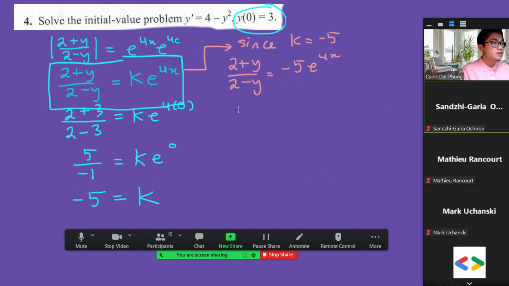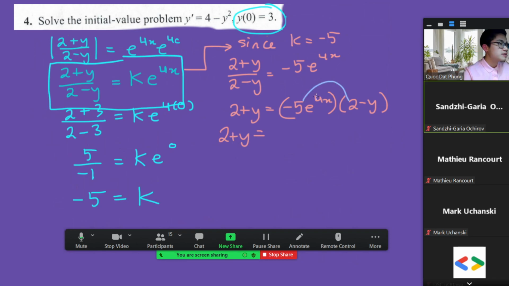We multiply both sides by 2 minus y. So we get 2 plus y is equal to minus 5 times e to the power of 4x times 2 minus y. Okay, I find that this is one of the easy tricks to solve for y. Just multiply both sides. And then we're going to factor things out. So 2 plus y is equal to, we take this, multiply by this, multiply by that.